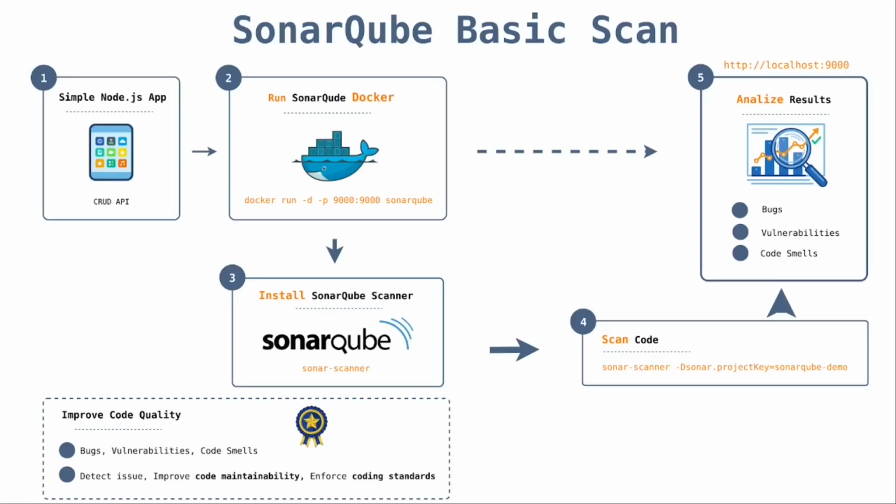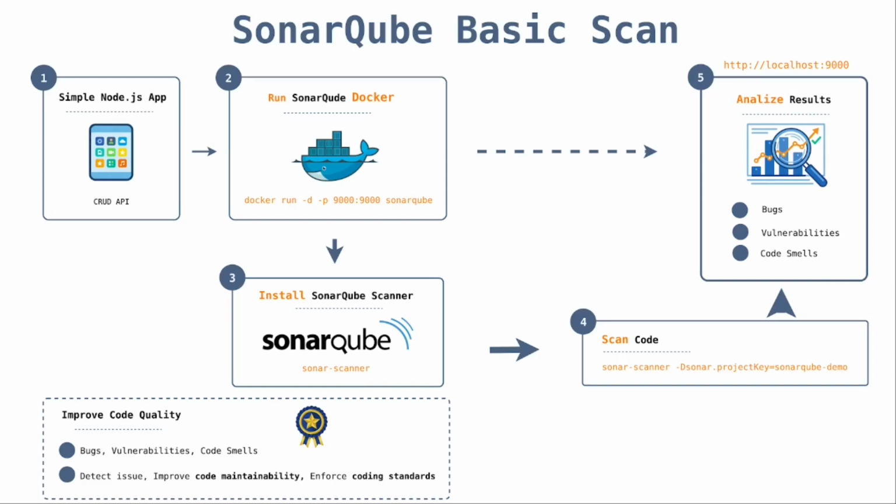This project introduces the fundamentals of code quality analysis using SonarQube, a widely used tool for static code analysis. The goal is to help developers understand how to automatically inspect source code and detect common issues such as bugs, security vulnerabilities, and maintainability problems without running the application.